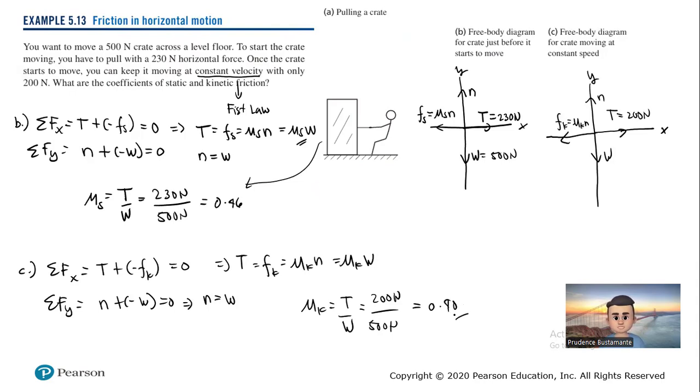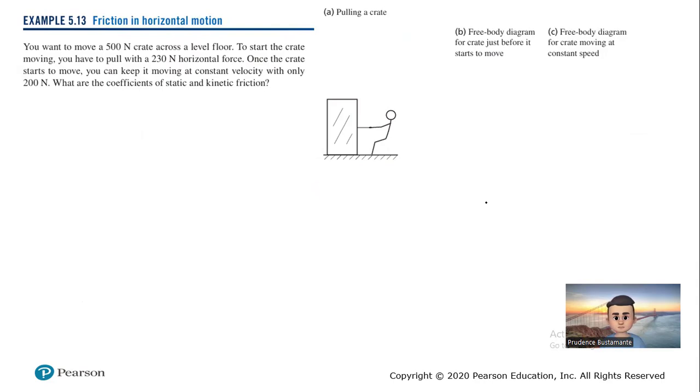0.40 is the coefficient of kinetic friction. So as expected, the coefficient of kinetic friction is less than the coefficient of static friction, because you need to exert more energy to make the crate move than to maintain it, to keep it moving at constant velocity. Okay.